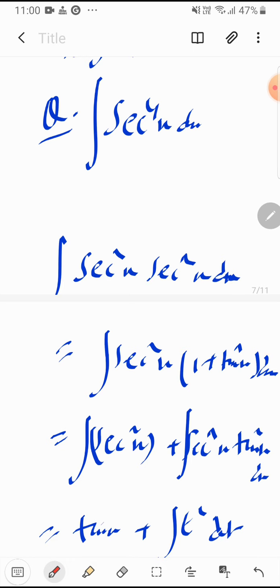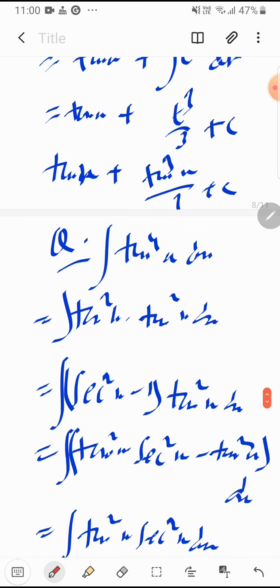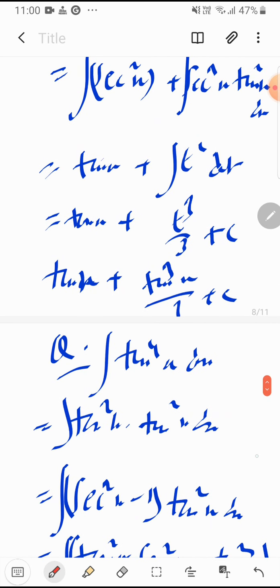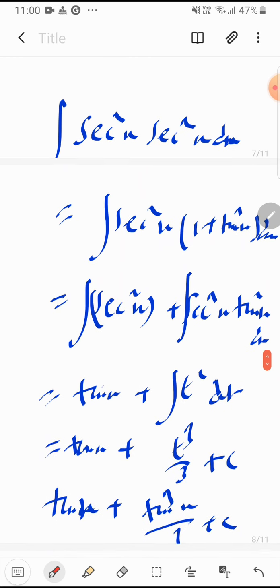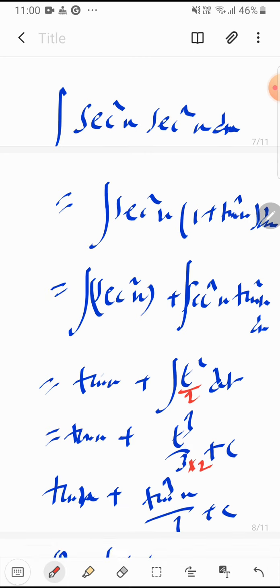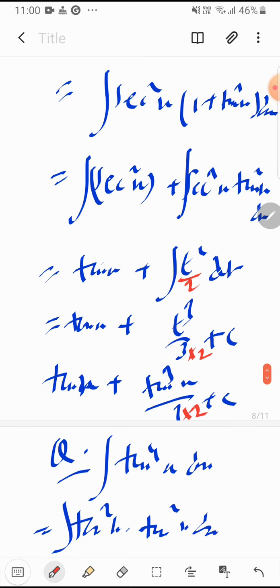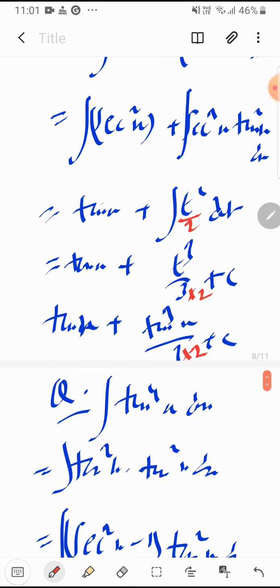And in the second integral we can put tan x as t, so that secant square x dx is dt, so it is t square by 2, so that it becomes t cube by 6. After putting t as tan x, we can get the required result.